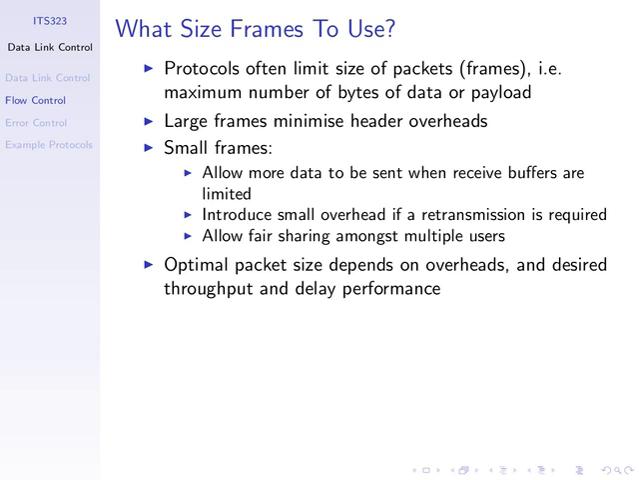But for small frames, there are multiple advantages. We can use smaller buffers at the receiver if we have small frames. If we're retransmitting, a small frame is better than retransmitting a large frame. And in some protocols, it's useful to allow small frames so that multiple people get an opportunity to transmit. Let's give an example of one or two of them.